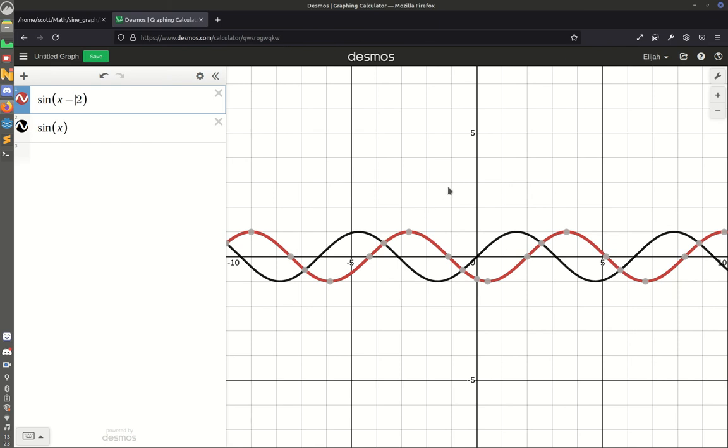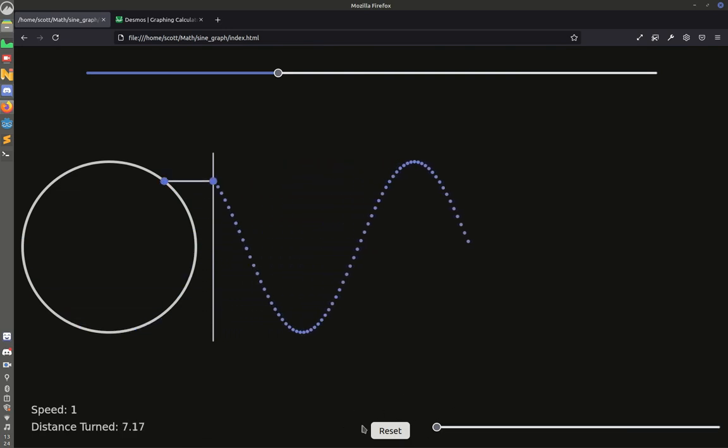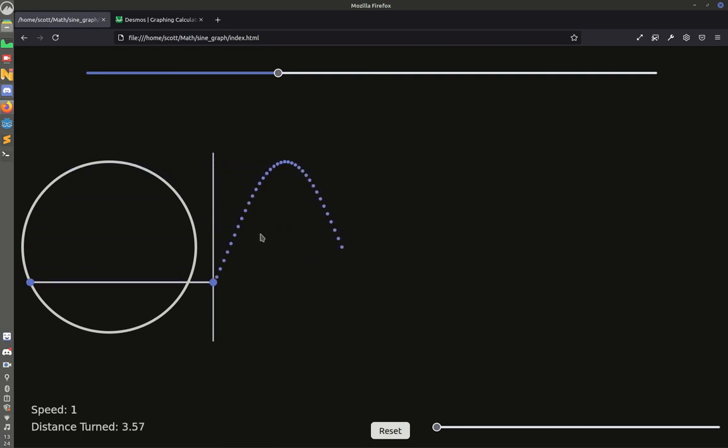So the question that comes up is, why is this happening? Why is adding or subtracting from the x shifting to the left or right? In order to answer that, I went back into the simulation that I've been referring to this whole time, and I added some new features. So you can see there's this reset button, and there's this slider. So the reset just resets the simulation like you would expect.